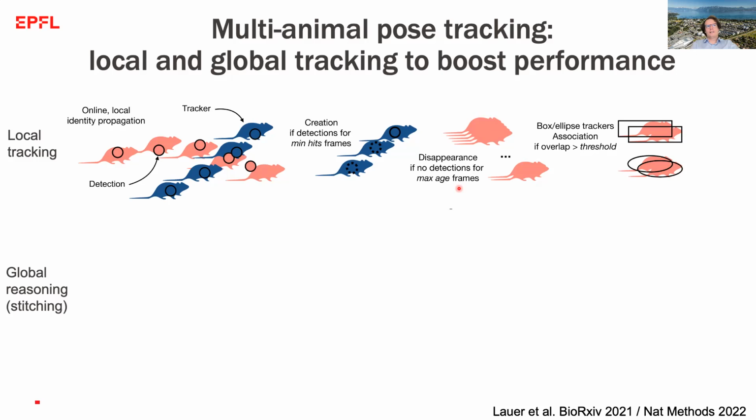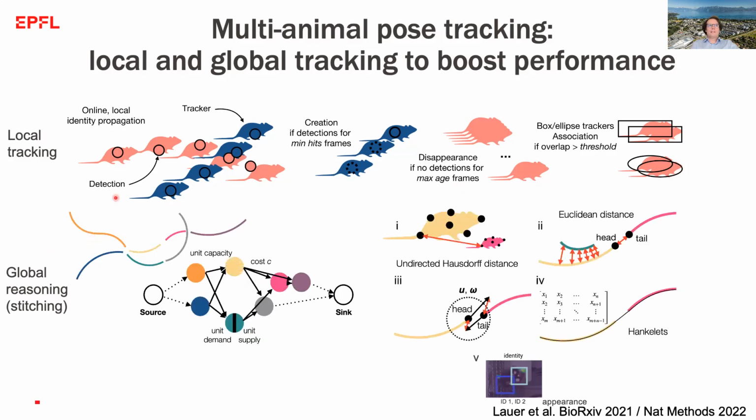We have these local tracklets like this, and we want to create the optimal track for our individuals. Of course, in this discussion, I assume that none of the animals are actually leaving the scene and then coming back, which is also something you can deal with in DeepLabCut. But what we now do in DeepLabCut in order to deal with these tracklets is we perform global reasoning.